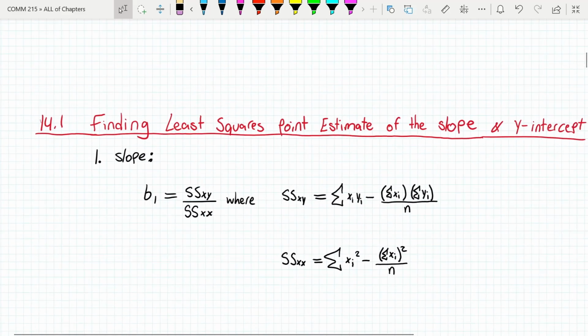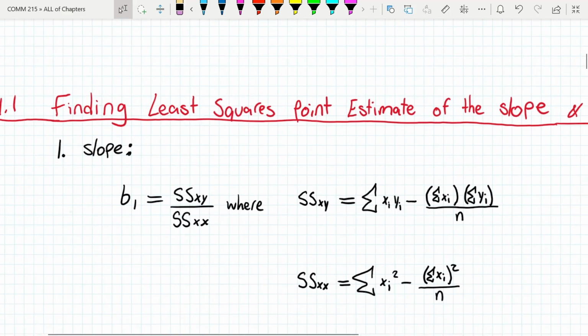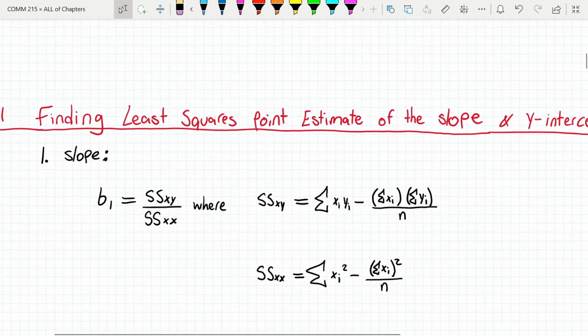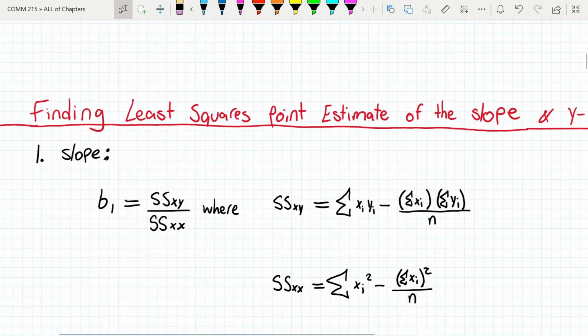So 14.1, finding the least squares point estimate of the slope and y-intercept. First I'll talk about the slope, and the slope is the first thing that you want to find before finding your y-intercept, because that's going to help you find your y-intercept. So like I said many times, your B1 is your slope, and this is equal to SSxy divided by SSxx.